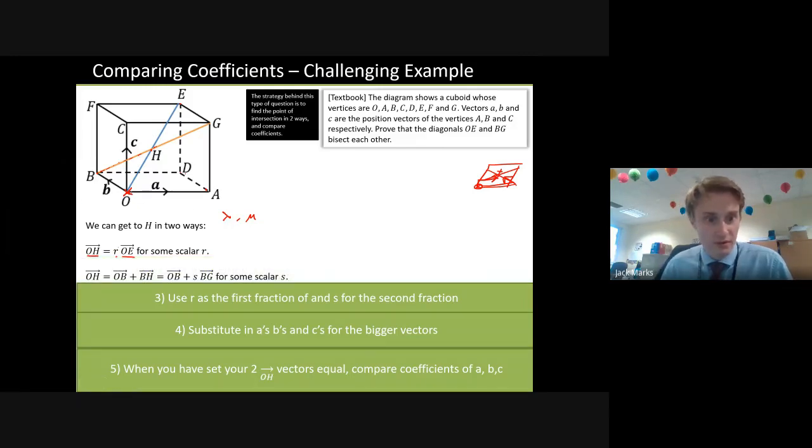So we could go from O to B, and then we could go along the orange line. We could go some fraction along the orange line. Different letter, because I don't know yet that the fractions are the same. That's what I'm trying to prove.